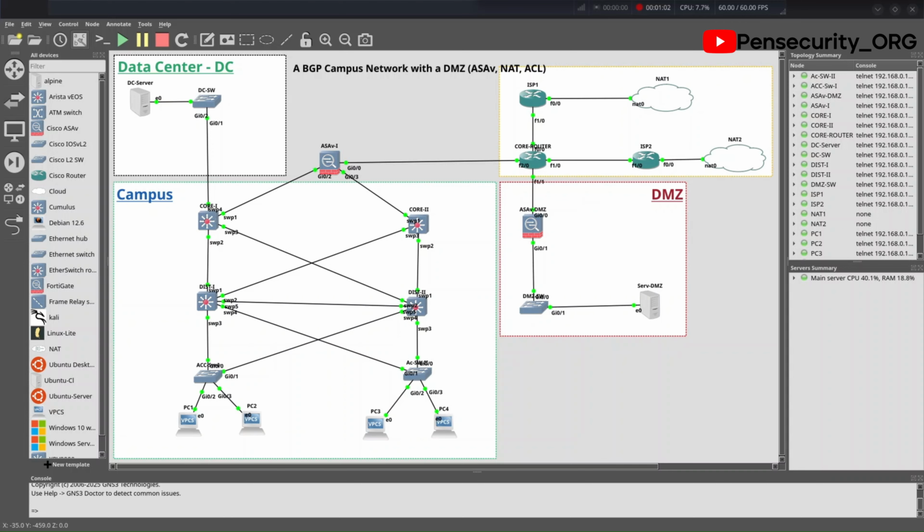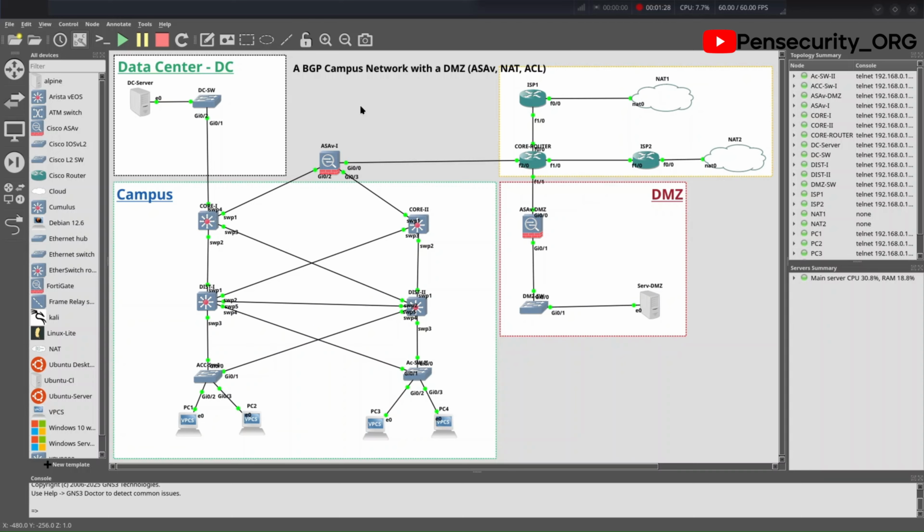Looking at the picture we have here, just like this topology, we have 3 routers, 4 layer 2 switches, 4 layer 3 switches, and 2 firewalls, and we have VPCs, a DC server, and a server in the DMZ.